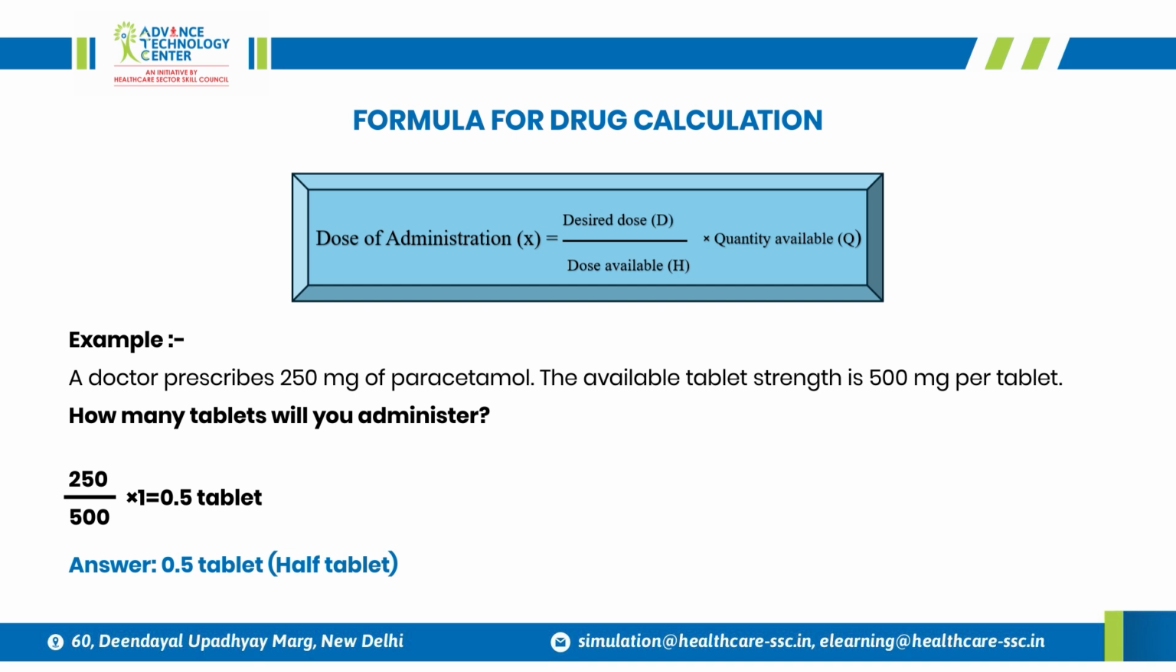So, 250 divided by 500 is 0.5. Multiply by 1 tablet, and the answer is half a tablet. You can solve this using ratio proportion or the formula. Both give the same result.